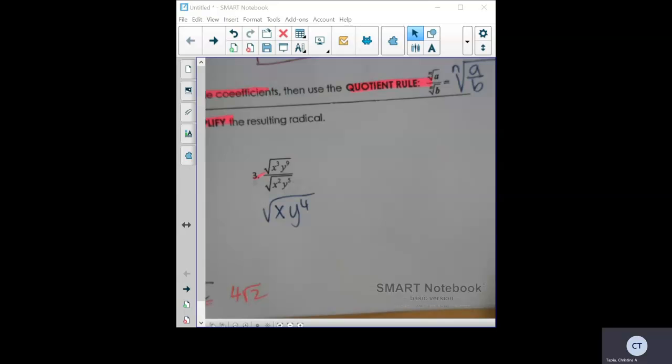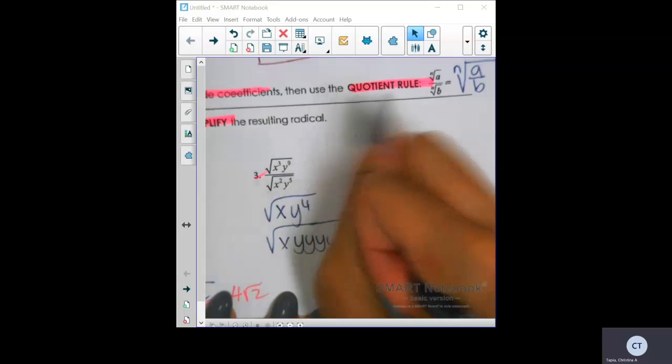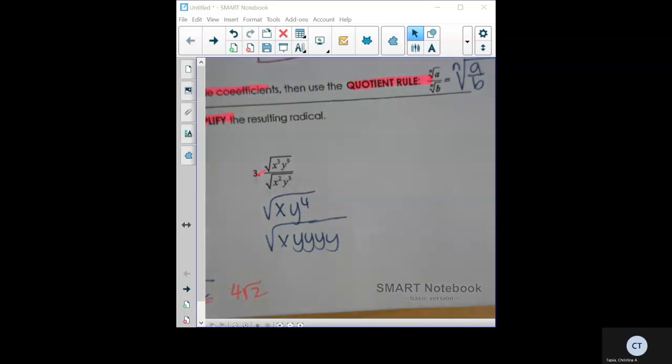Okay. What can you simplify? Because technically this means you have 1x and 1, 2, 3, 4 y's. What can you do? Don't look at me crazy. What's the index on this? 2.